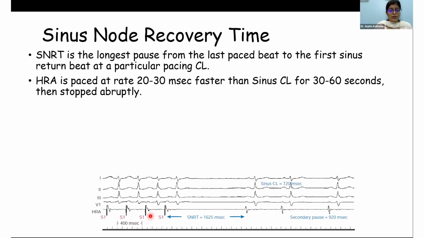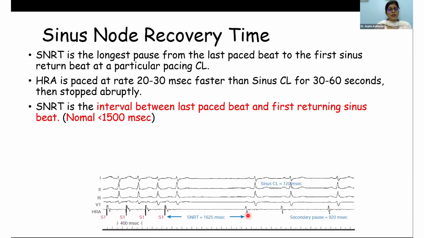This is how it looks. We have S1, the stimulus, which is HRA being paced at a fixed rate for 30 to 60 seconds, stopped abruptly. Now the time taken from this last paced beat to the return sinus beat is known as sinus node recovery time, the time taken by the sinus node to recover. The property of automaticity of the sinus node can be seen through this method. It is the interval between the last paced beat and the first returning sinus beat.